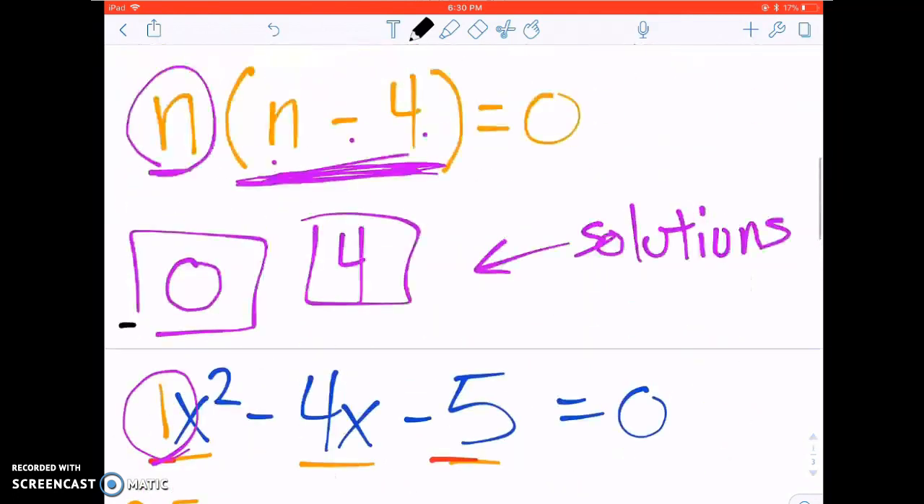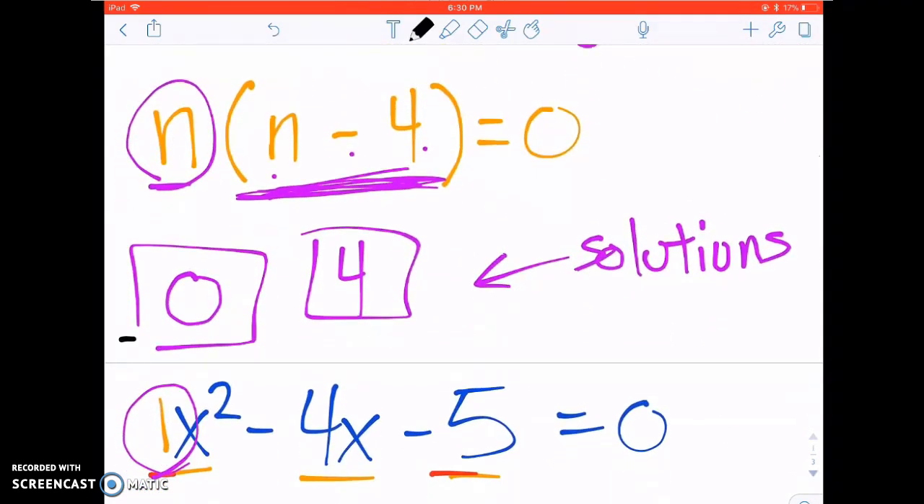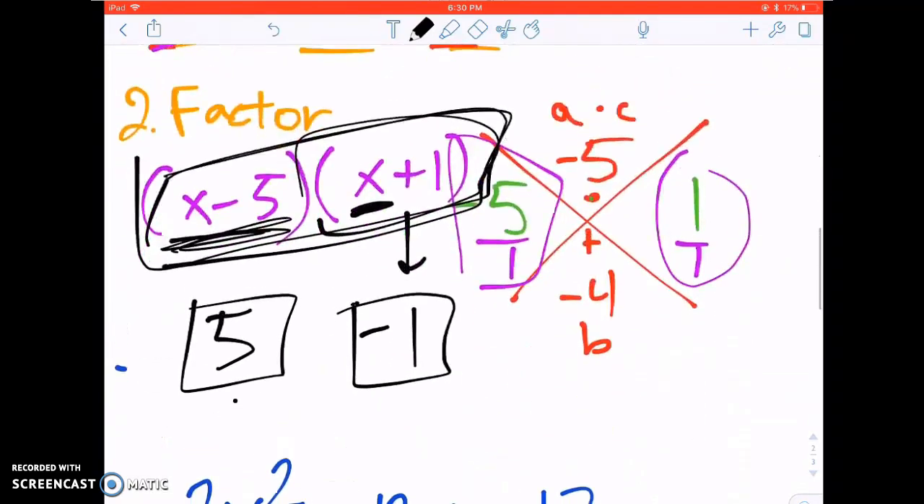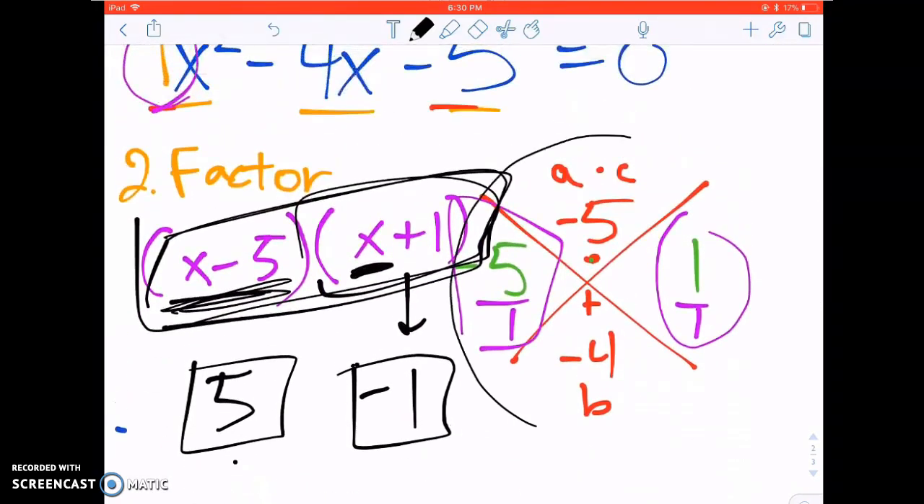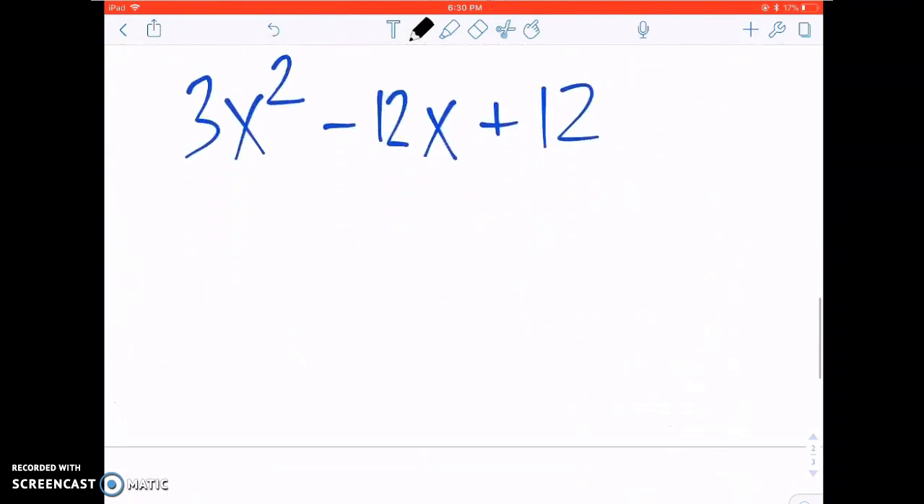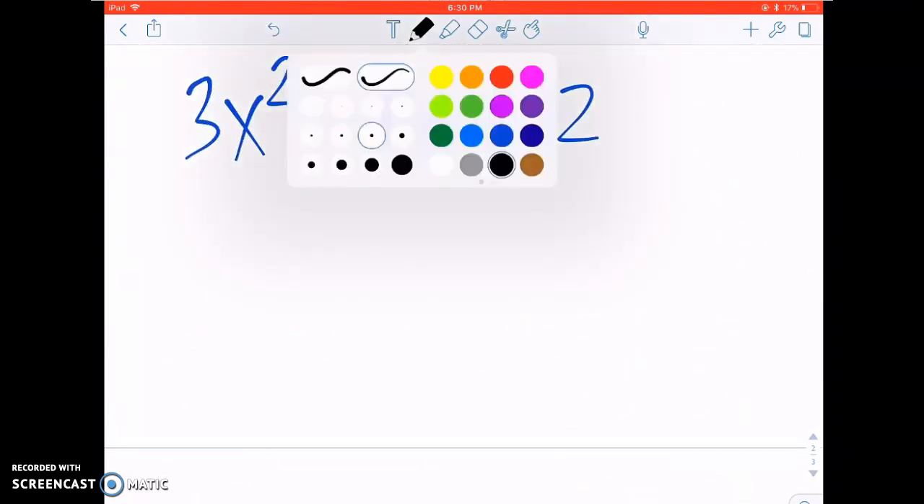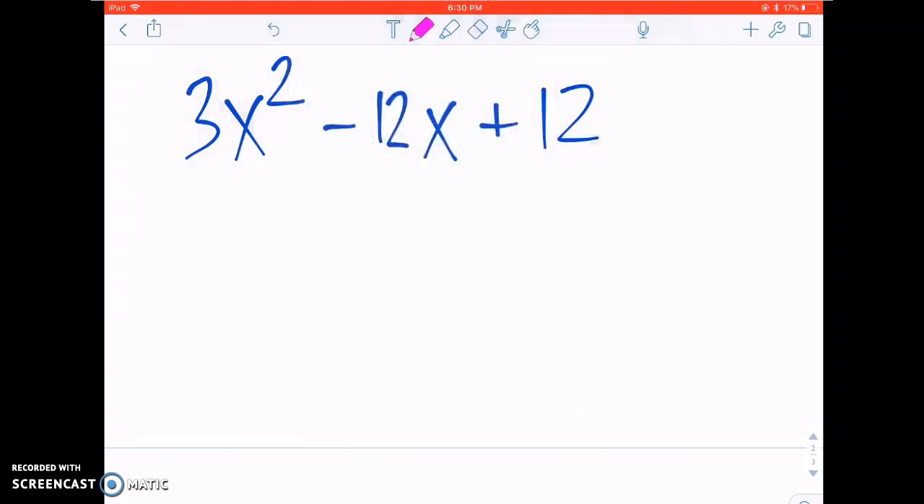So for some problems, we're bringing back the GCF method, and for some problems, we're bringing back the X method of factoring. Let's look at this one right here. This is going to be a combo of both. So, step 1, do we have a GCF? So I look at the numbers 3, 12, and 12. Alright, I forgot to write equals 0 here.